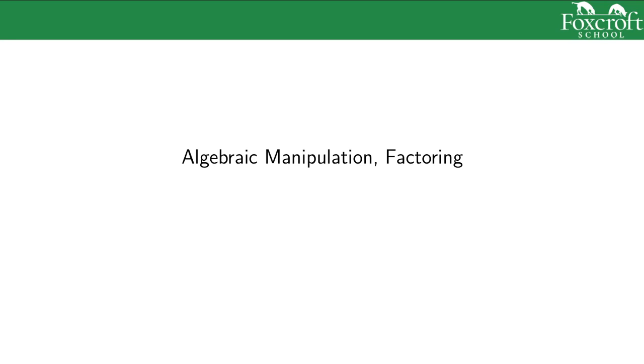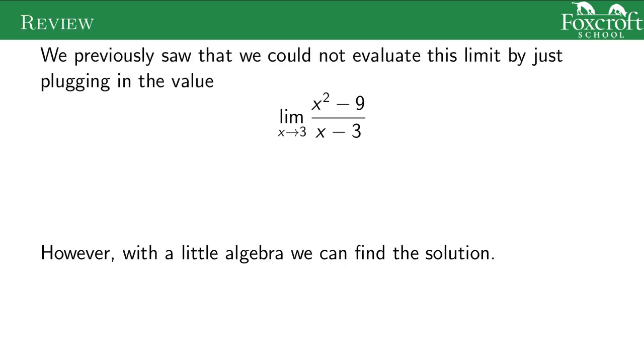In this video, we're going to look at using algebraic manipulation, mainly factoring, in order to find limits. So we previously saw this limit does not exist. If I tried to just plug in the value 3, I get 3 squared minus 9 over 3 minus 3, which is 0 over 0. And we can't divide by 0, so we don't know the value of this limit. However, with a little bit of algebra, we can find the value of this limit.